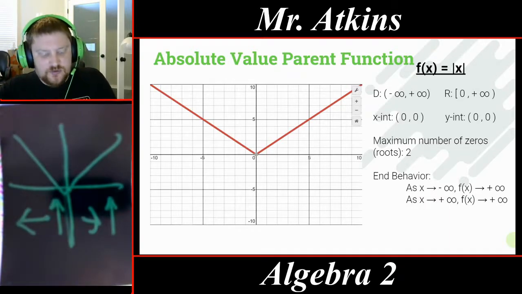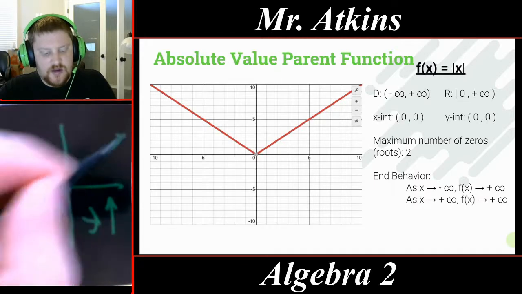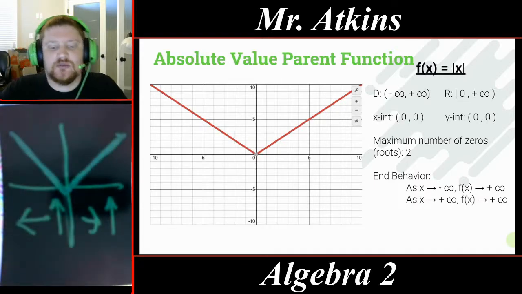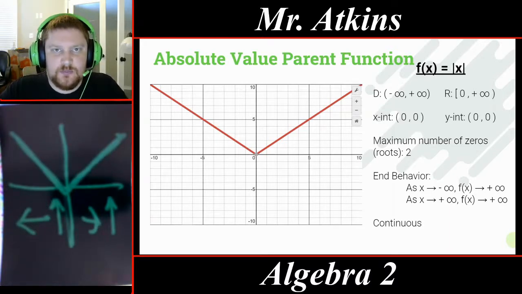Just like the previous graph, this one, we can draw the entire thing without ever lifting our pencil. So that means our graph is continuous.